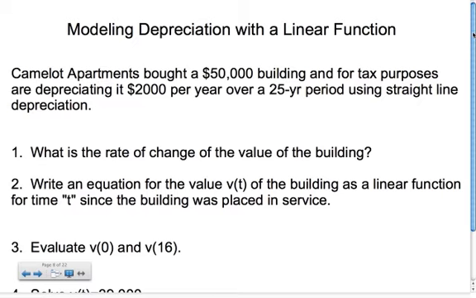Now we are going to model depreciation, or do a modeling real-life example using a linear function. So a sample problem would be: Camelot Apartments bought a $50,000 building for tax purposes and are depreciating it at $2,000 per year over a 25-year period using straight line depreciation.